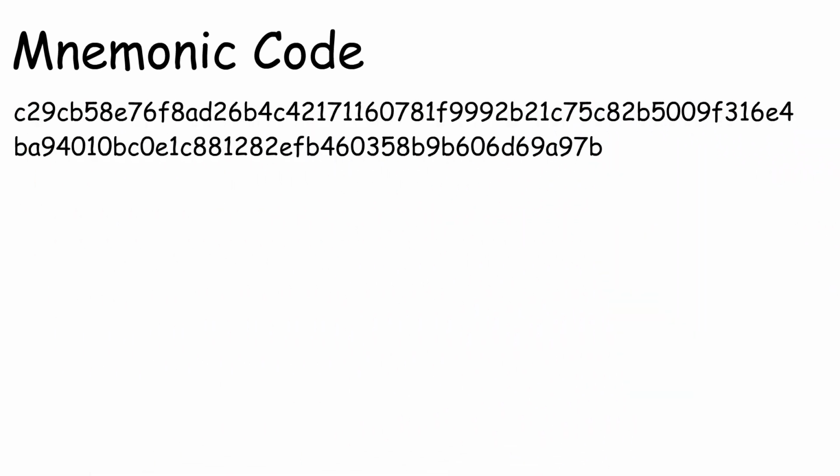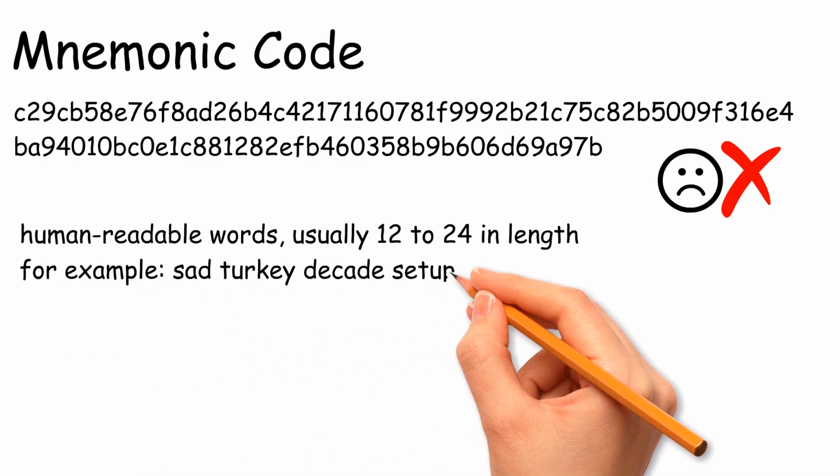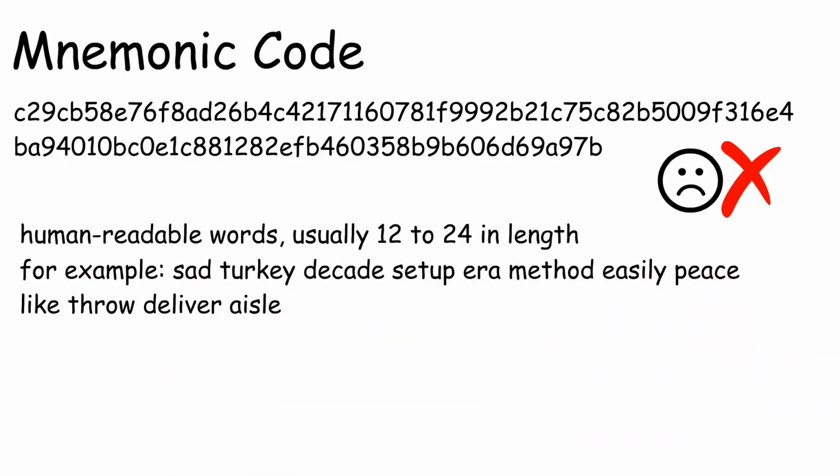Mnemonic code. The seed phrase essentially represents an extensive random number, typically displayed as a combination of numbers and letters. Attempting to memorize or manually transcribe it as a backup can be error-prone, potentially resulting in the loss of access to your cryptocurrency holdings. To address this challenge, mnemonic codes were introduced. They consist of a set of human-readable words, usually 12 to 24 in length, carefully selected from a predefined list. These words serve as a user-friendly representation of your seed phrase, simplifying the process of creating backups and recovering your keys.